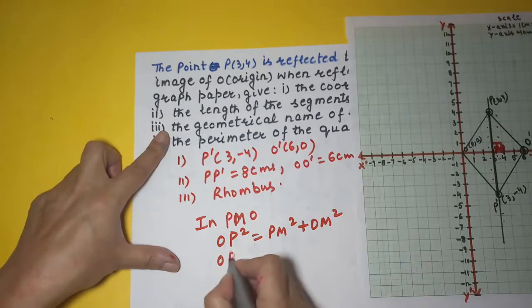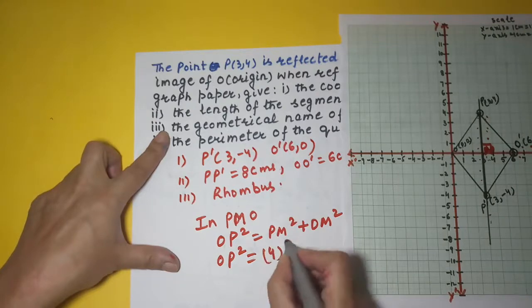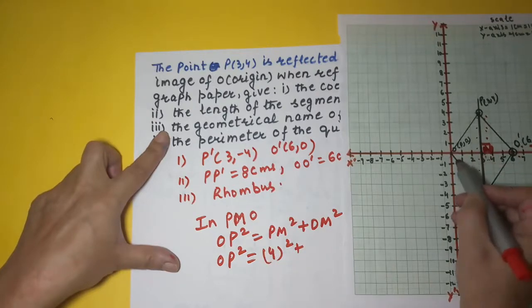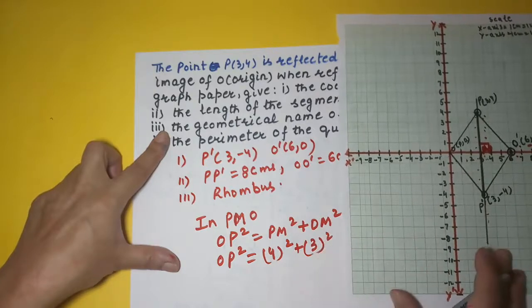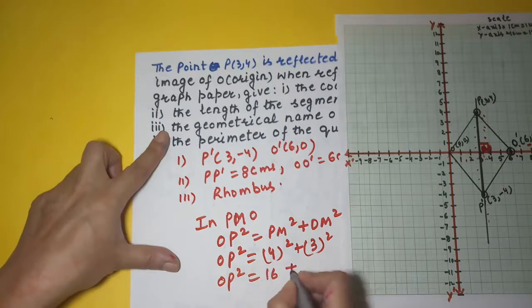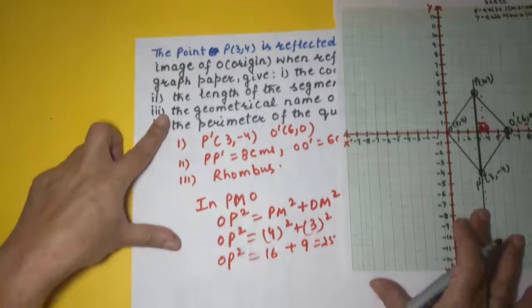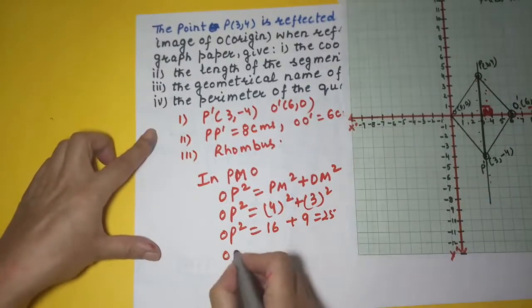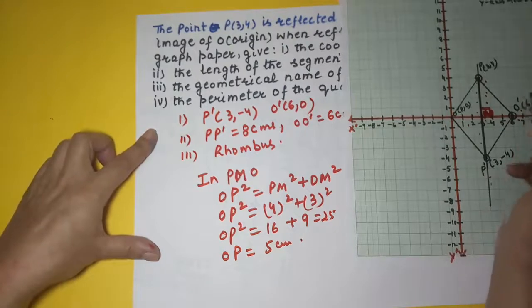So my OP square is equal to, what is my PM? 1, 2, 3 and 4, 4 units. So 4 square. And what is my OM? 1, 2 and 3, 3 square, right? So OP square will be 16 plus 9, which is 25. Fine. So my OP will be 5 centimeters. Now you have found one of the sides of this rhombus.